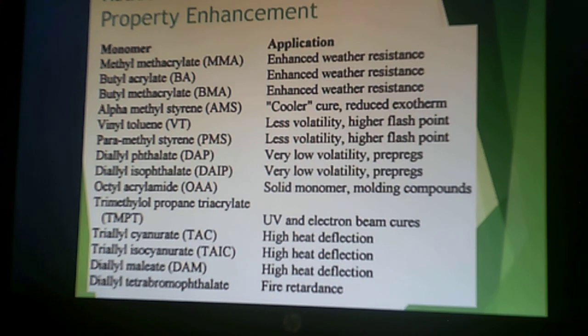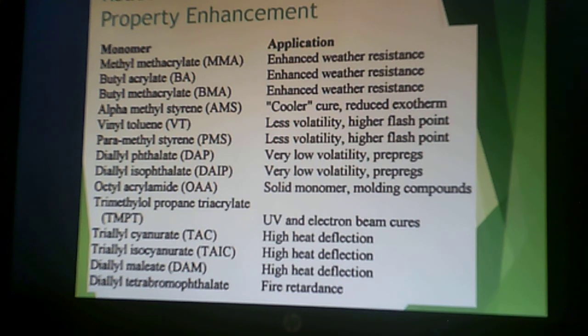Again, you have choices with your reactive diluent to enhance properties. Methyl methacrylate gives you better weather resistance over styrene. Same thing with butyl acrylate or butyl methacrylate. They don't yellow. You can use alpha-methylstyrene. This gives you a cooler cure and a reduced exotherm. Once again, cross-linking is exothermic. You need to control that. Vinyl toluene is lower volatile and has a higher flash point. So same thing with paramethylstyrene.